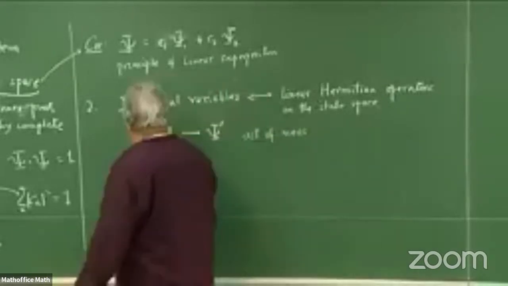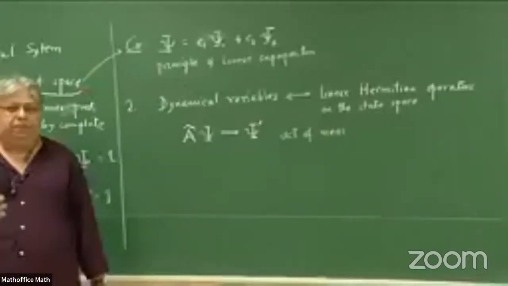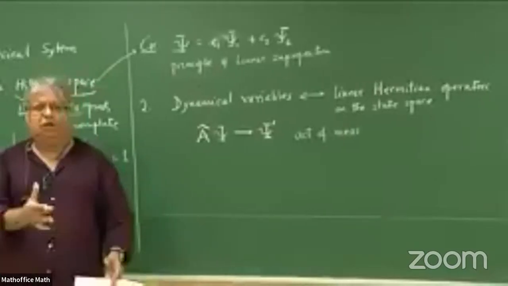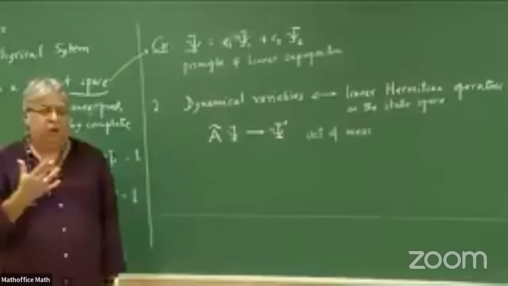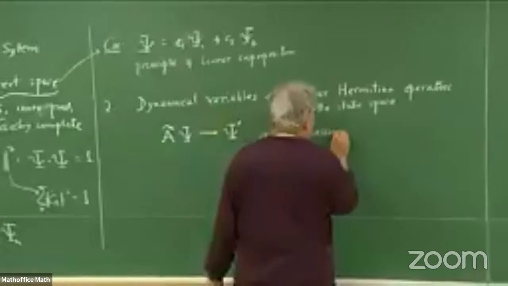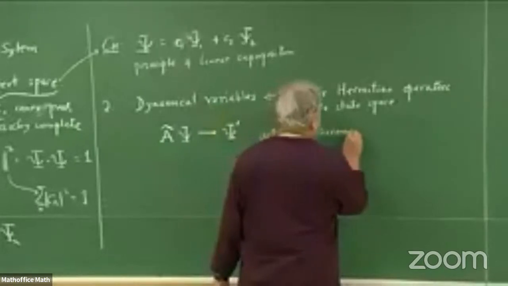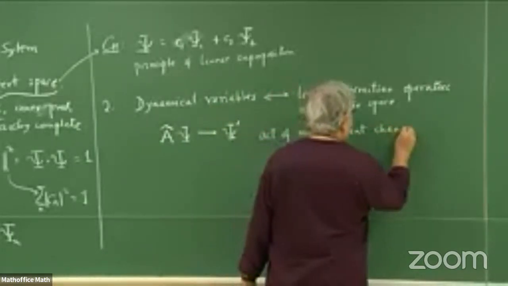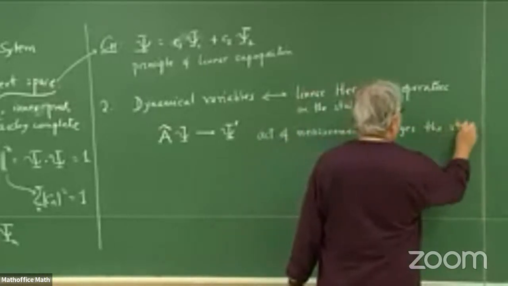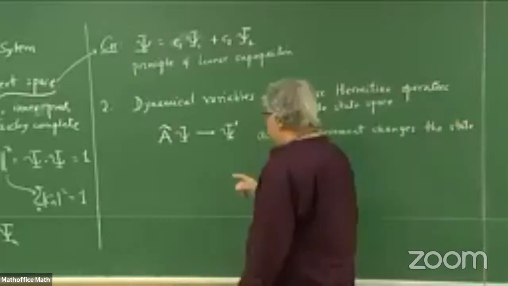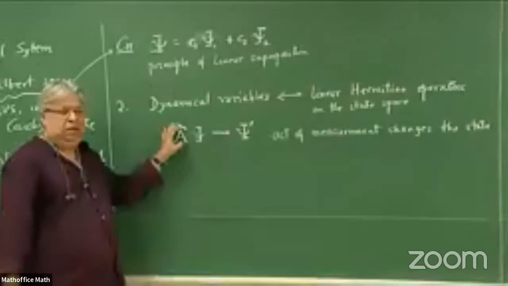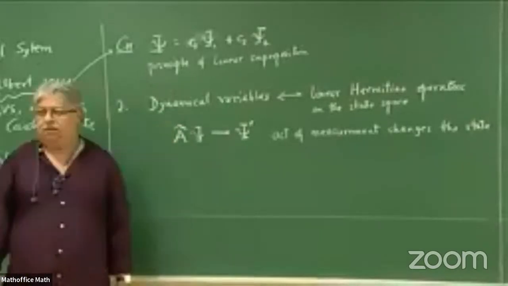See, what is the meaning of this? That when you measure a variable on a given state, the system is in a given state, you make a measurement on it, you get a result. But when you make the measurement, the act of measurement changes the state. So this is what is happening. The act of measurement is the linear operator. When it acts on the state, it makes it into a different state.